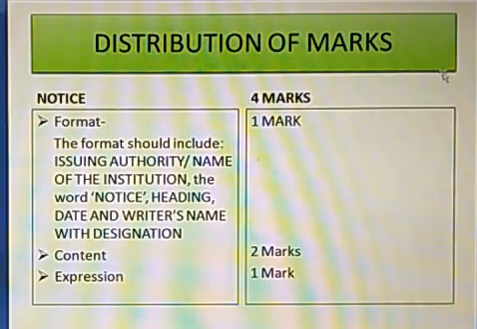So this is the distribution of marks, the blueprint for your exam. As I have discussed before, the format should include the name of the issuing authority, institution, after that the word notice, then heading, then date and writer's name with designation. It carries 1 mark. Then content carries 2 marks, and expression is of 1 mark.